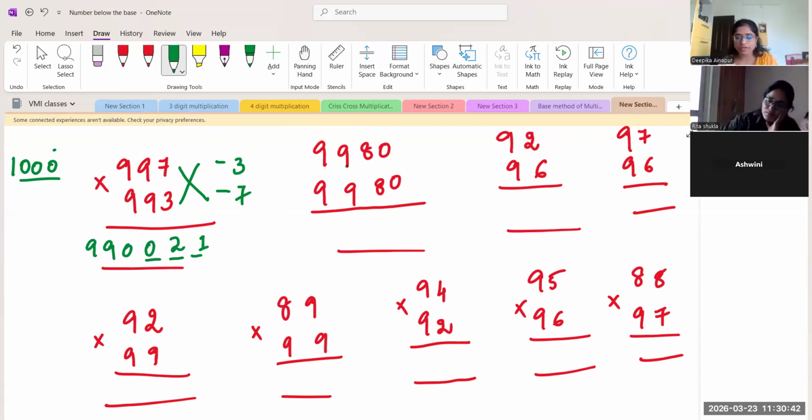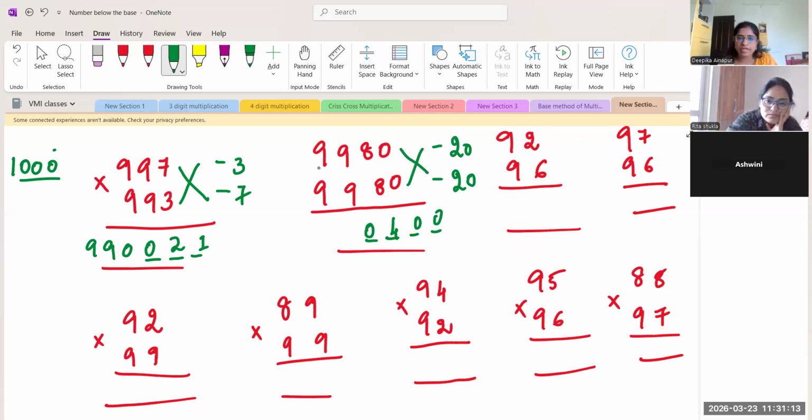9,980, right? It is near to the base 10,000. So 10,000 minus 9,980 will be minus 20. And here also 10,000 minus 9,980 will be minus 20. So how many places should I take? 10,000 means 4 zeros, so 4 places I need to take, right? 1, 2, 3, 4. And 20 into 20 will be 400, so 0, 4, 0, 0. And then just do the cross sum. 9,980 minus 20 will be 9,960. That's it. This is the answer.